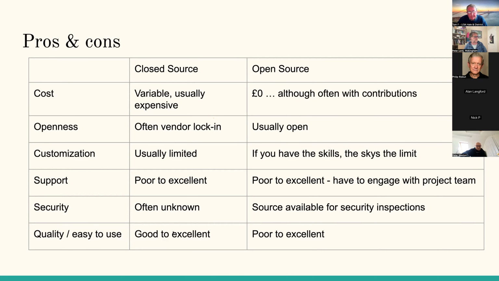And finally, quality, easy to use. Of course, the closed source company is going to be selling this, so it's got to be high quality, it's got to be easy to use, and so on. Open source can be very variable. Some really fantastic open source, easy to use projects, and there are some really bad ones out there as well.